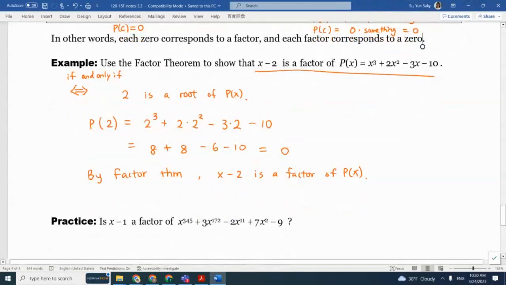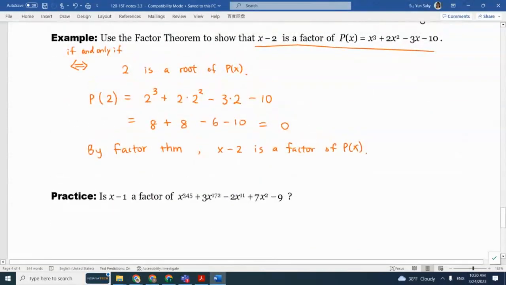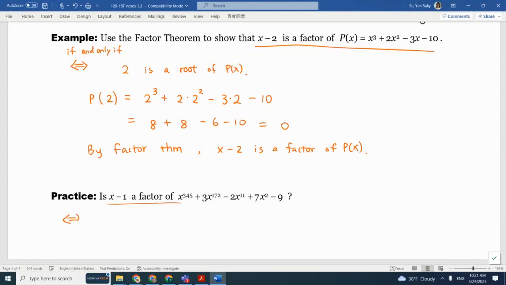Okay. Now let's look at some crazy polynomials. Is x minus 1 a factor of this? Think about it. You don't want to use synthetic division or long division, right? Come on. It has 345 coefficients. You want to do that? No way, right? You don't want to do that. So x minus 1 is a factor if and only if what? What is a root? Yeah, 1. 1 is a root.